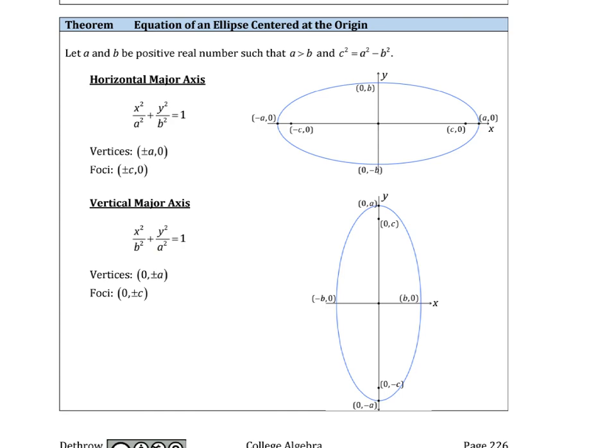So how do we find the foci? The foci are going to be a distance c away from the center. So c is found by taking a squared minus b squared. Let's take a look at an example.